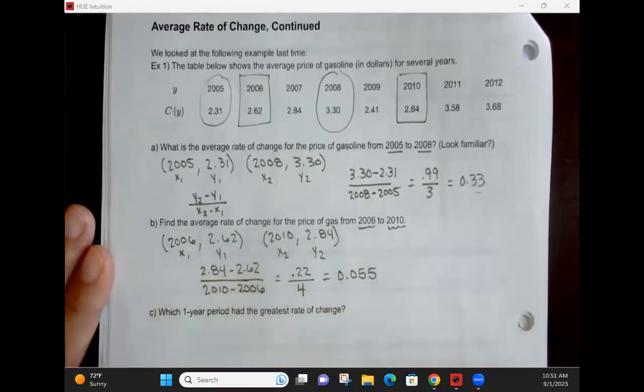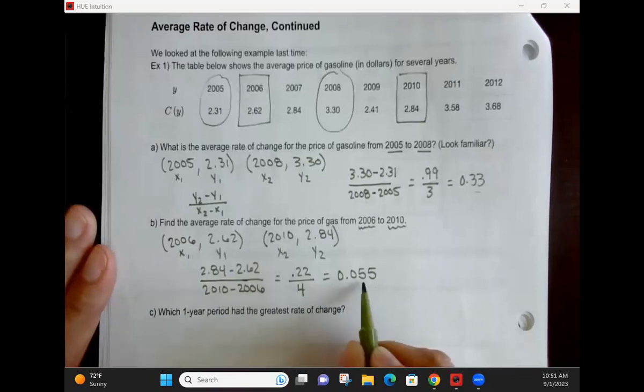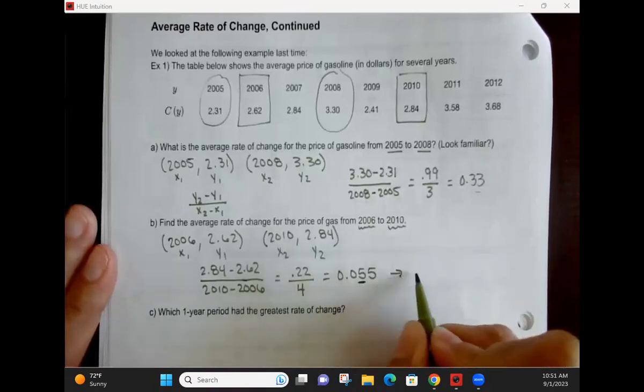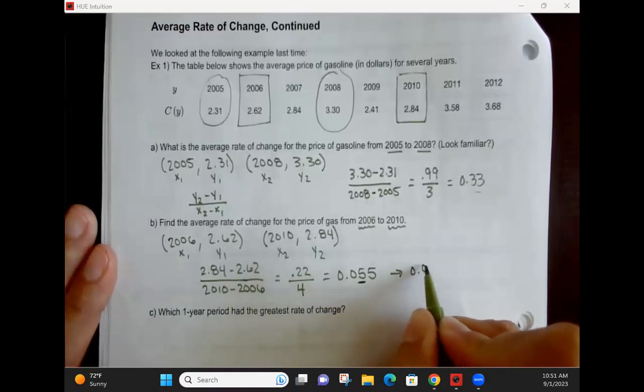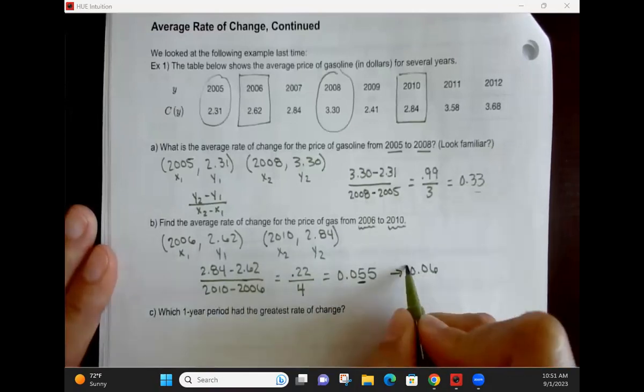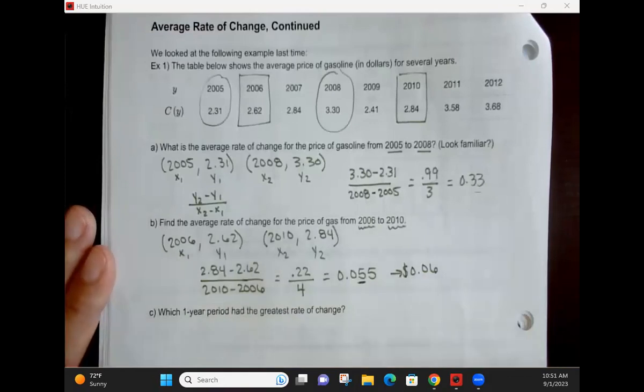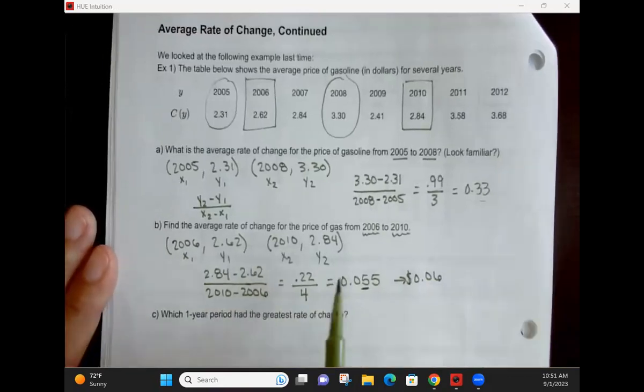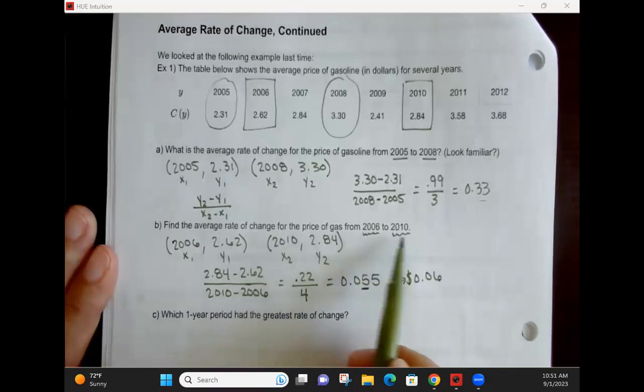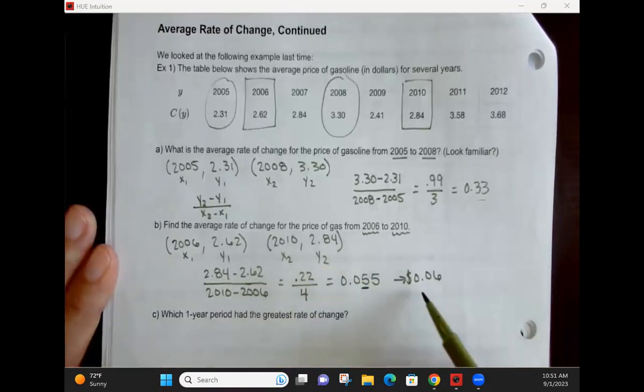0.055. Now, in the context of our problem, it doesn't make sense to take this to 3 decimal places, right? Because we're talking money, so we need to round to the nearest penny. So we're going to say this is 0.06 or 6 cents. So that means on average, over this 4-year period from 2006 to 2010, the price of gas increased an average, again, this is an average, of 6 cents per year.